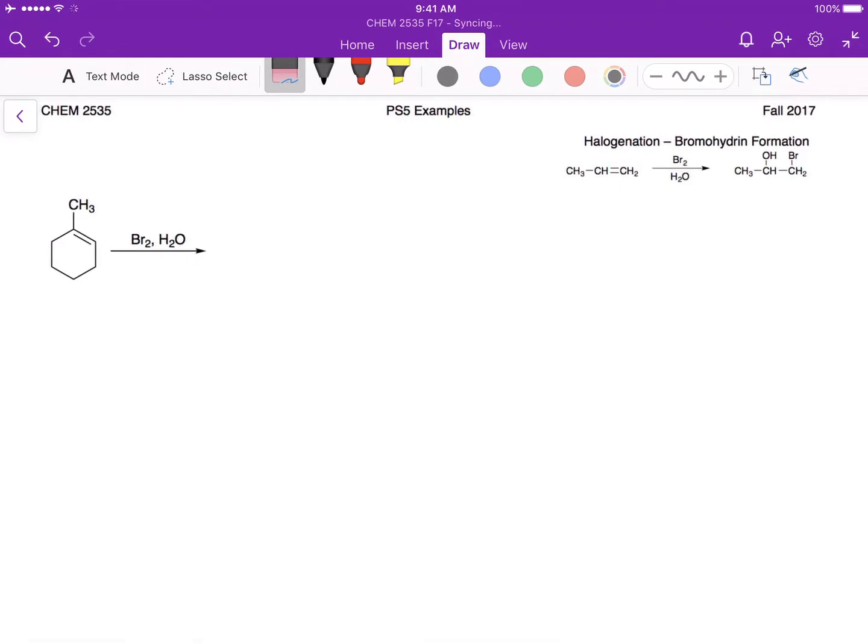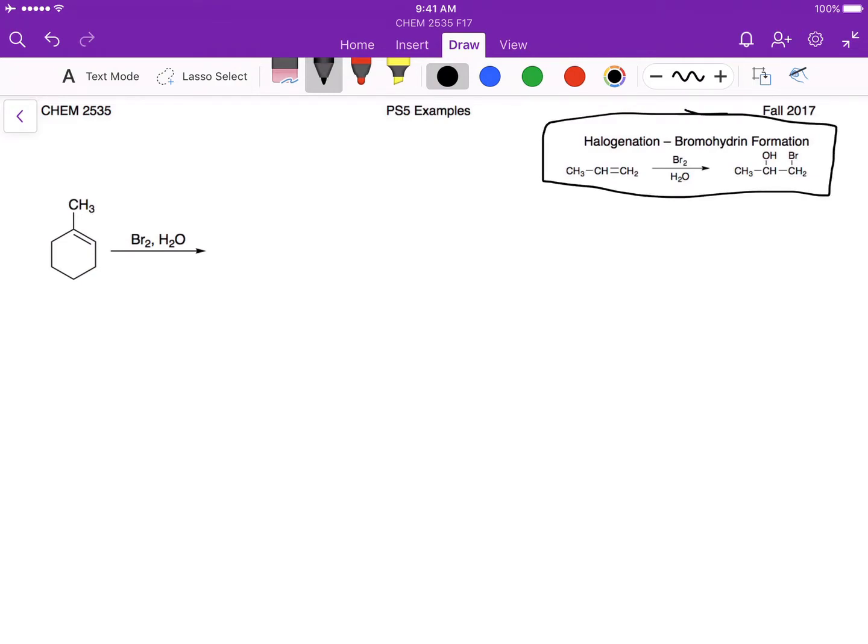Okay, moving on to our next example, we're adding Br2 and H2O. So this looks like a halogenation reaction, and since we have water and we're using Br2, we're going to get a bromohydrin. Okay, again, this is going to follow Markovnikov's rule, less E more nu, except the less substituted carbon is going to get a Br, and the more substituted carbon is going to get the OH group.